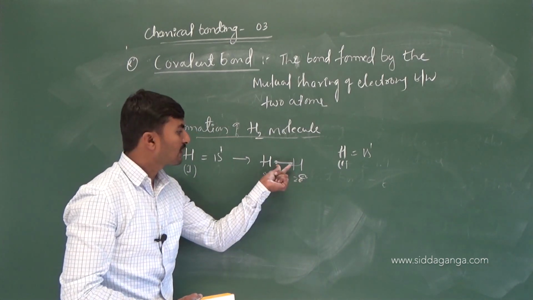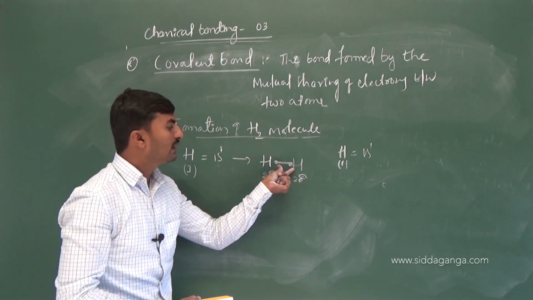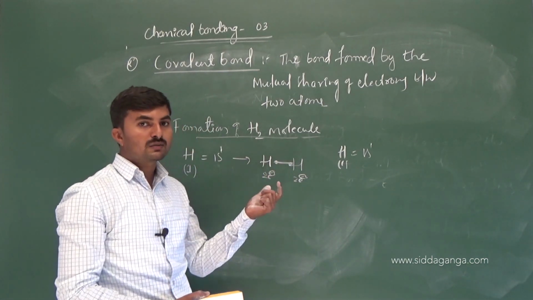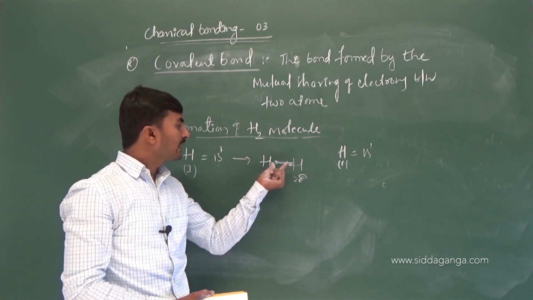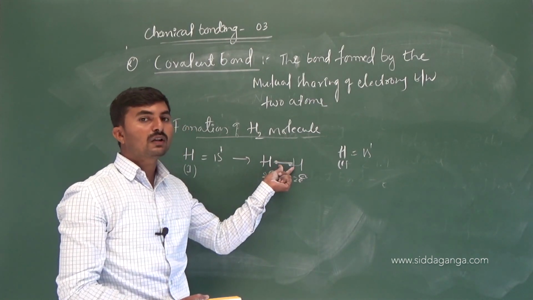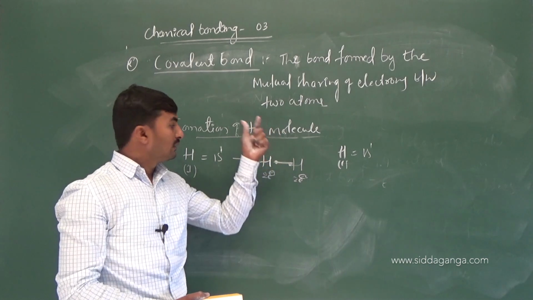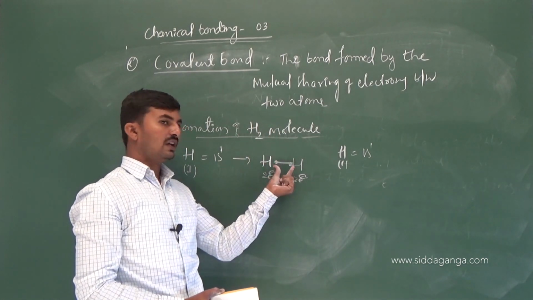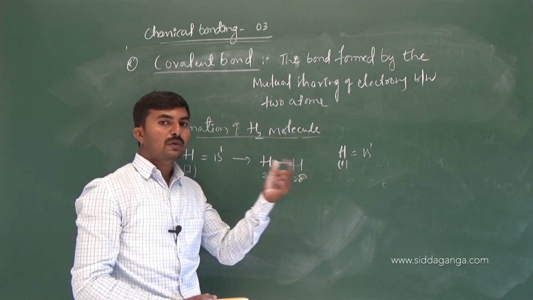Okay, what is the nature of this bond? Covalent bond. What kind of covalent bond is this? Single covalent bond, double covalent bond, triple covalent bond. It is an example of a single covalent bond. Why? The covalent bond which is formed by the mutual sharing of single electron pairs.